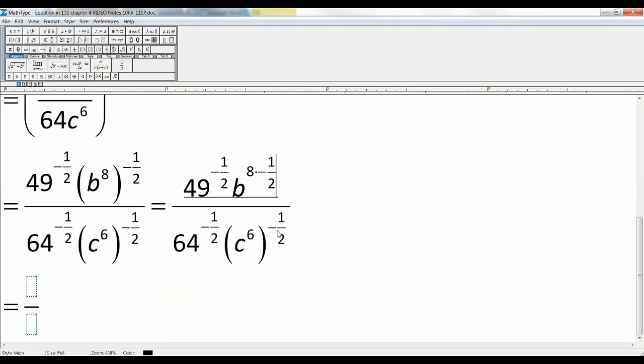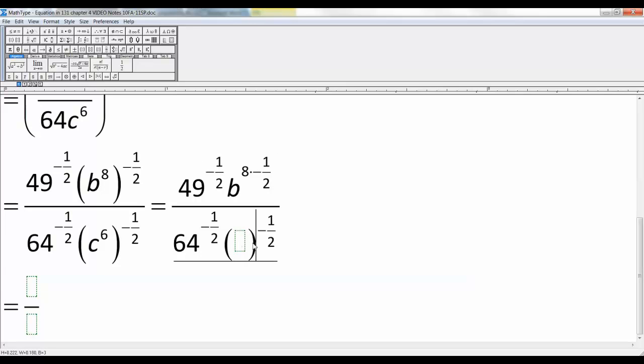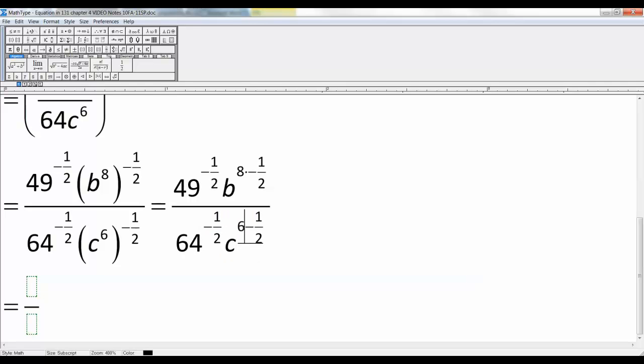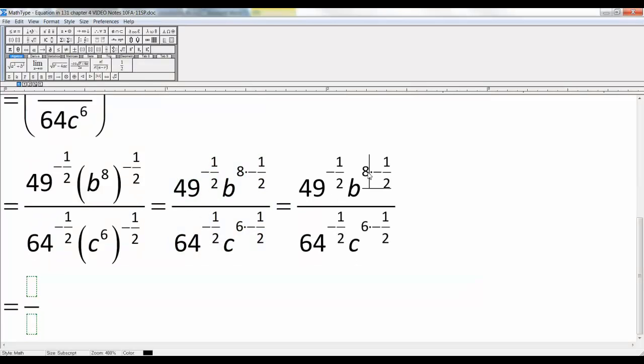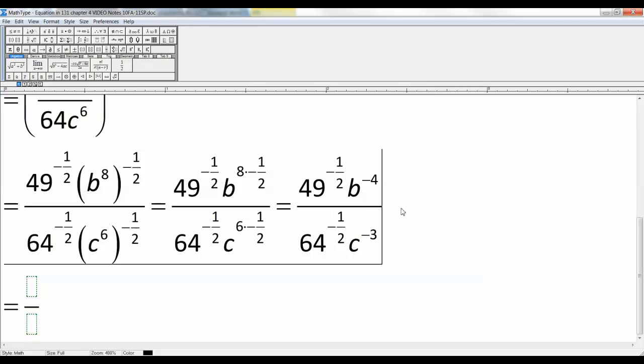Multiply 8 times negative 1/2. And then you're going to do the same thing down here. You're going to go c to the 6 times negative 1/2. Okay, now what is 6 times and 8 times negative 1/2? That's equal to, same thing as before, but it's going to be b to the -4 and c to the -3, like that.